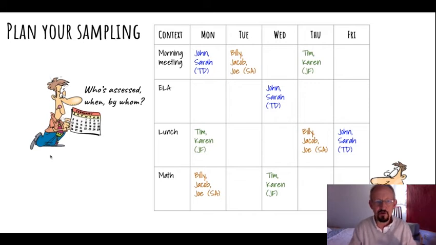So now I've got a little calendar, right? This will say it's a part of my day. I've got days of the week. I've got context: morning meeting, ELA, lunch, and math. And then in each kind of cell, right?